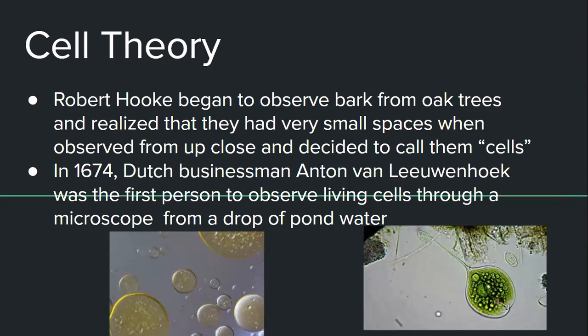Now, in 1672, Dutch businessman Anton van Leeuwenhoek was the first person to observe living cells through a microscope. He saw many tiny organisms swimming and hopping around in a pond of water. He named them animalcules, or little animals. So remember, Hooke invented the first microscope, and he only looked at these very small spaces that he called cells. Leeuwenhoek was the first person to observe actual organisms under the microscope through the use of a drop of pond water. The difference is that one just saw spaces and called them cells, while the other actually saw things in the water, for example, moving. So he was able to see these first cells.